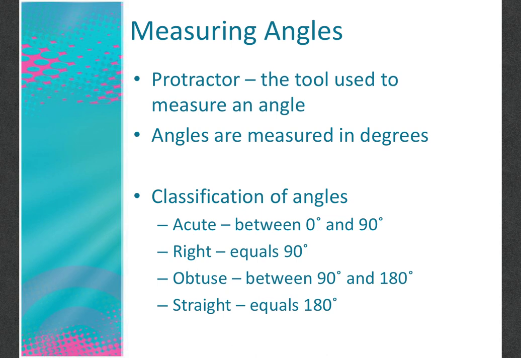All right, when you're measuring angles, the protractor is the tool that you'll use, which was the picture we just saw. We measure angles in degrees, and when we classify an angle, there are 4 ways. If it's in between 0 and 90, it would be acute. If it equals 90, it's right. If it's in between 90 and 180, it's obtuse. And if it is straight, then it equals 180, so it would form that line.